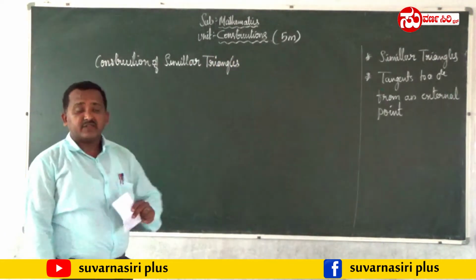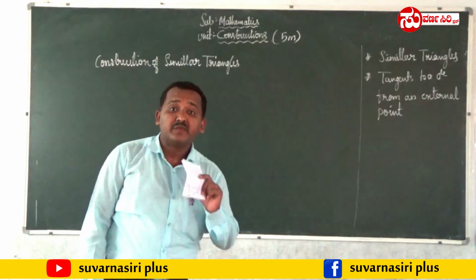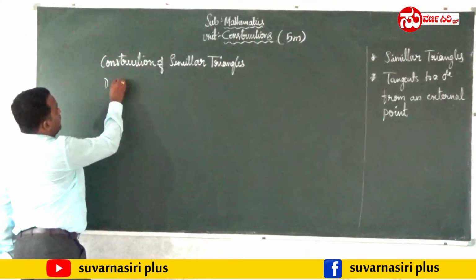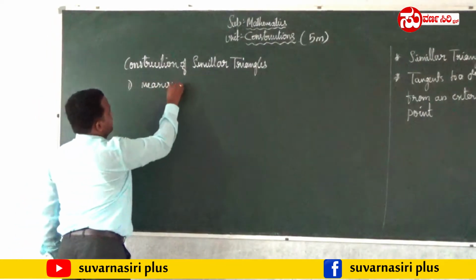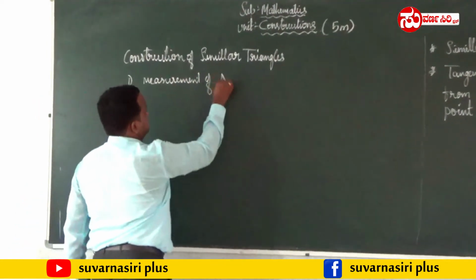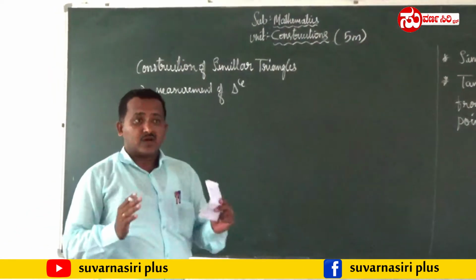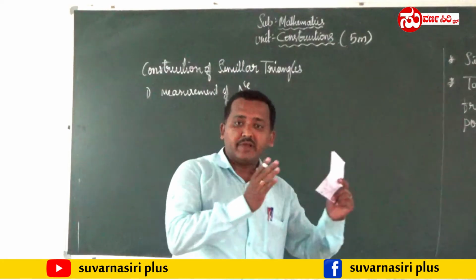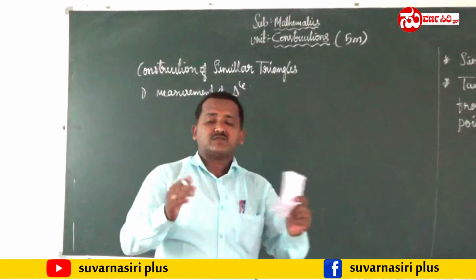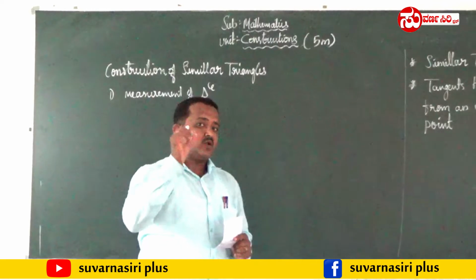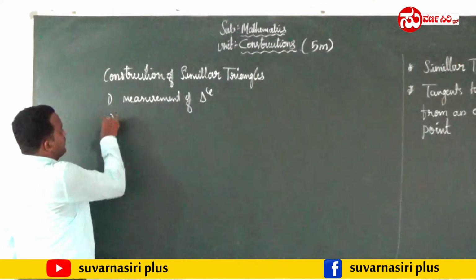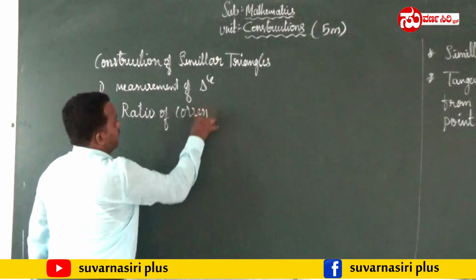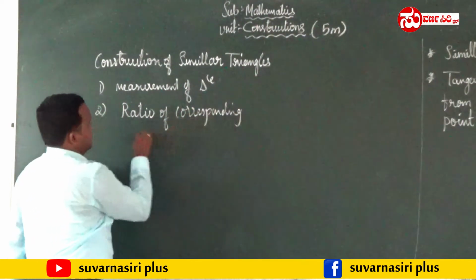So to construct a similar triangle, what data will be given? First, the measurements of a triangle. To construct a triangle, what measurements are required? Maybe 3 sides, or maybe 2 sides and 1 angle. Such kind of data will be given. And one more point that will be given is the ratio of corresponding sides.